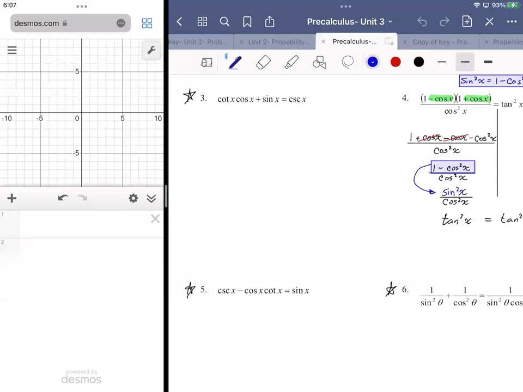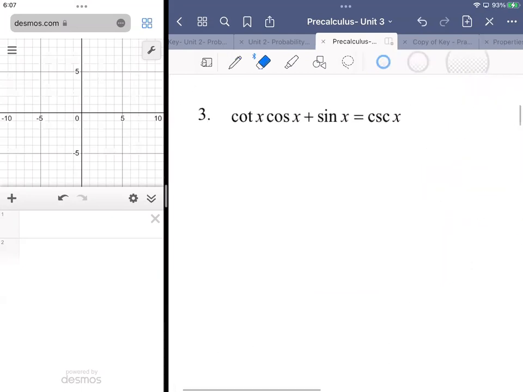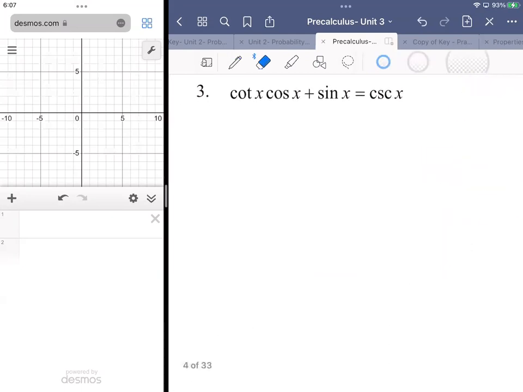According to the cloud. So again, page 49, number 3, we have cotangent times cosine plus sine is equal to cosecant. All right, so whenever I tackle a problem like this, I always look at it, again, not as an impenetrable barrier, but with this idea in mind that, yeah, they have cotangents and cosecants, but I'd prefer to only have sines and cosines.